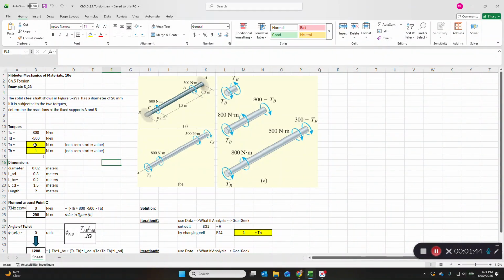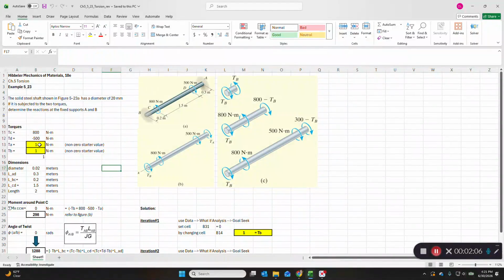So remember the right-hand rule convention. So the torque at C is 800 Newton meters, and that's positive per the right-hand rule convention. The torque at D is minus 500. So that's clockwise in this case, right? So what's the torque at A and the torque at B, the reactions, which we're trying to find?